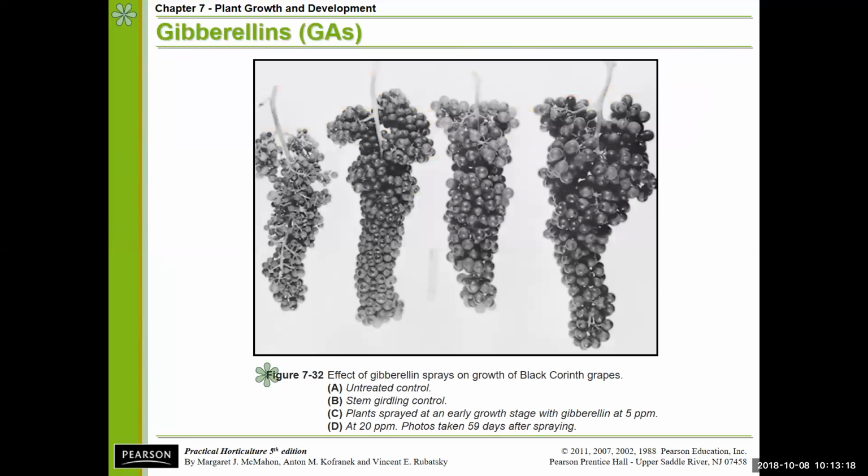And then here's what we were talking about earlier with the grapes. This is in the black Corinth grape. On the left, we have untreated. That second grape cluster there has been treated through girdling the stem, which basically causes an imbalance of the hormones. And the last two, different rates of gibberellin applied, and 20 parts per million. That last one gets kind of that full cluster of grapes, a little bit larger grapes.